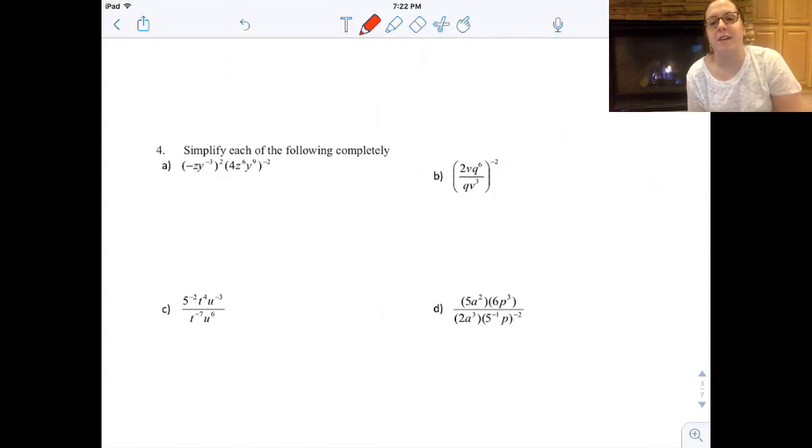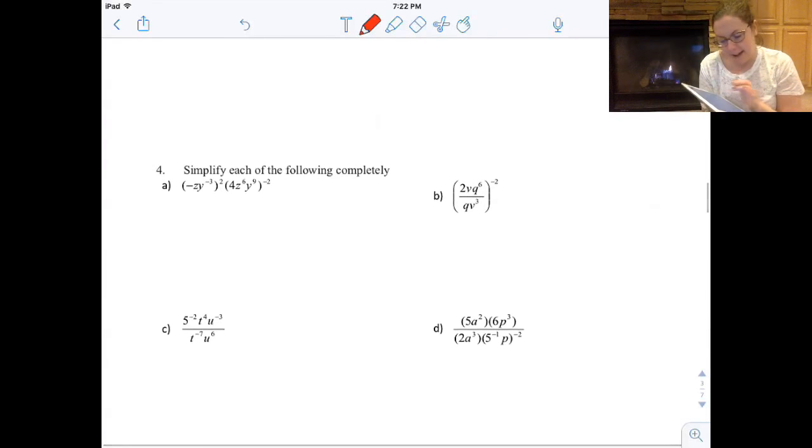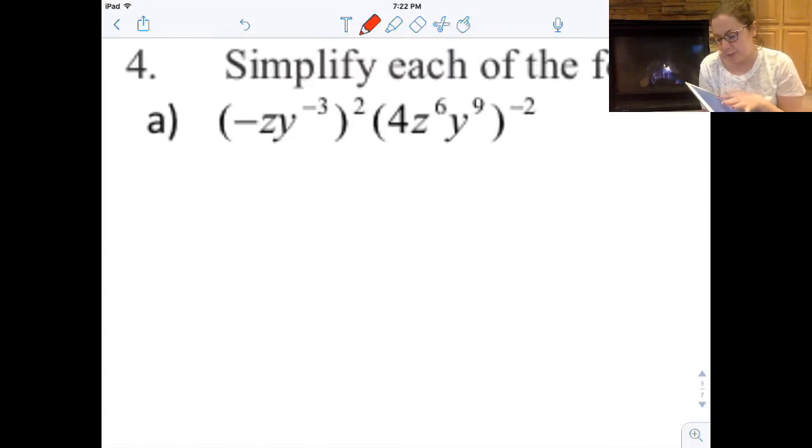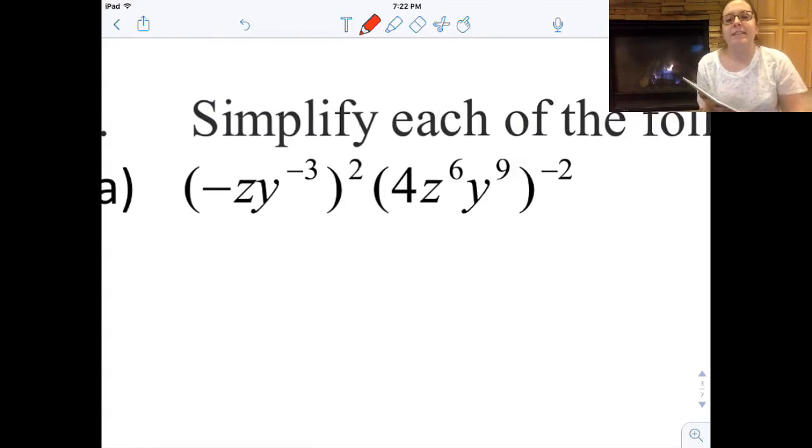So for A, I see that I've got powers to powers, and I see that I have some multiplying. So let's start with the power to a power. I see that this is negative z to the first, y to the negative third, 4 to the first, z to the 6th, y to the 9th.